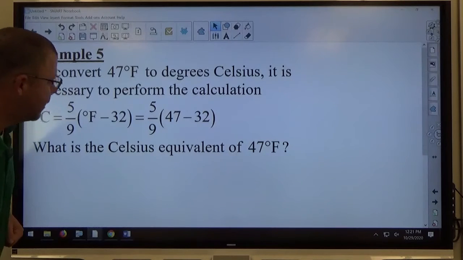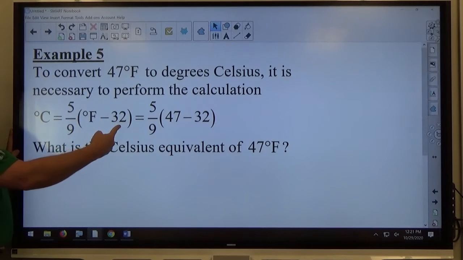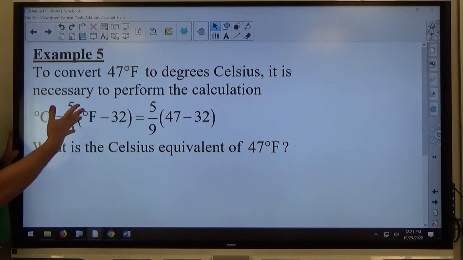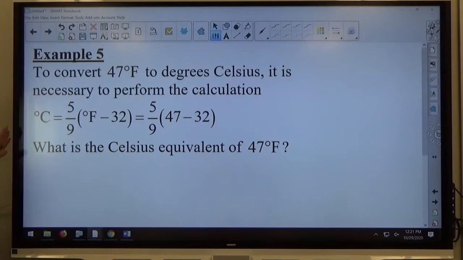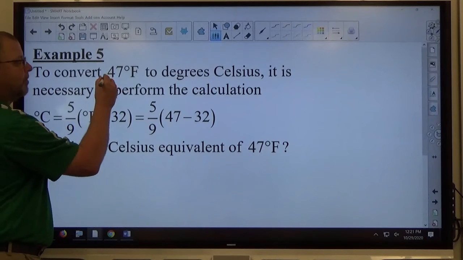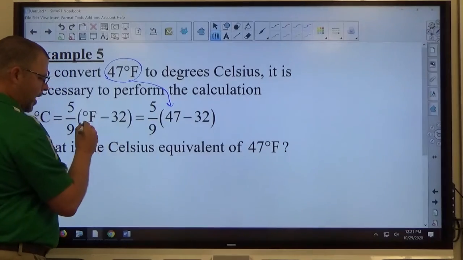All right. In our last chapter, we had a table that allowed us to change from Fahrenheit to Celsius or vice versa. We did not use the formula, which is right here. This tells us the Celsius temperature is equal to the Fahrenheit temperature minus 32 times 5/9. That's how you do it. All right? And if we use the formula and we have 47 degrees Fahrenheit, 47 degrees Fahrenheit goes right there where the F is, right?